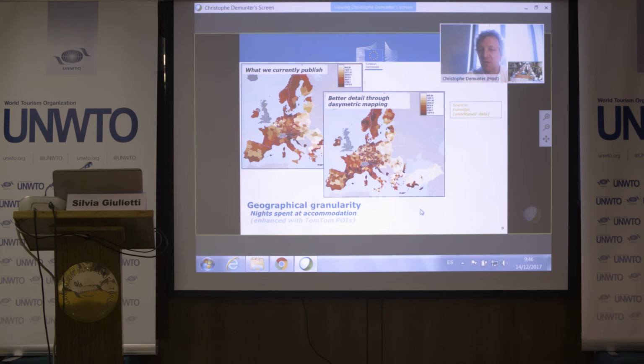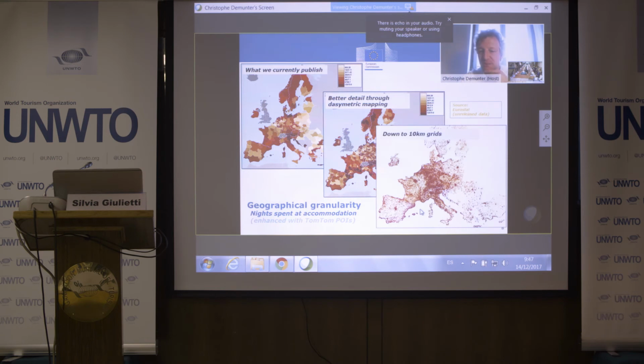This is the NUTS3 data. The next step of the experiment was to try to obtain the same map, but then for 1 kilometer grids, and this is this map. I will go a bit more into detail about these results, and keep in mind the first map, which has the NUTS2 regions, which doesn't give a lot of detail, and then this one.